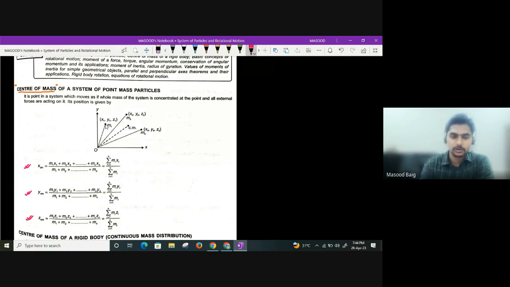Now, if you know the coordinates, can you find the position vector? Let us say, what will be the position vector of the first mass? It will be given as x1 i cap, y1 j cap, and z1 k cap, guys. Similarly, can you find the position vector of the second mass? Yes, coordinates are given: x2 i cap, y2 j cap, and z2 k cap. In the same manner, can you find the position vector of the third mass? Yes, it is x3 i cap plus y3 j cap plus z3 k cap, guys.